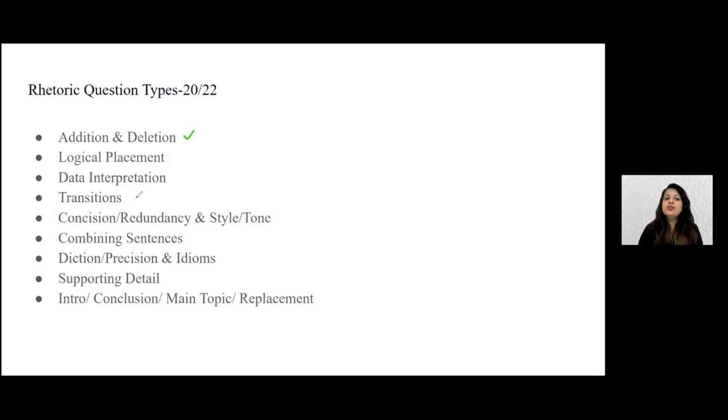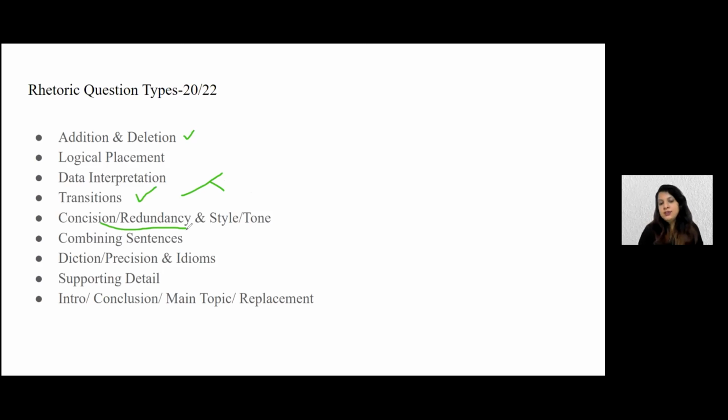Then you have questions being asked on transitions. As the name suggests, transition means a change. Now, when I say transitions, a transition can happen within a sentence. It can happen between 2 sentences, and I may have an idea transitioning when I move from one paragraph to another paragraph. So this would also be tested.